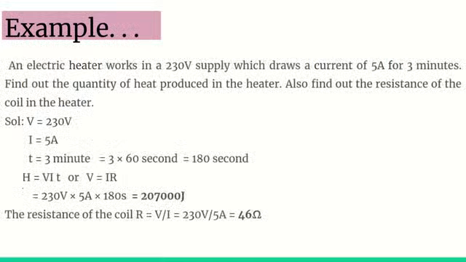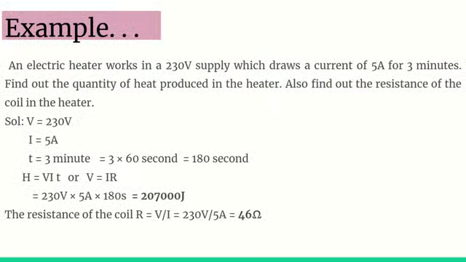Another example of the same kind, an electric heater works in a 230 volt supply which draws a current of 5 ampere for 3 minutes. Find out the quantity of heat produced in the heater. Also find out the resistance of the coil in the heater. Now with the given information, potential difference V is equal to 230 volt, current is 5 ampere, time again 3 minutes, which is calculated to be 3 into 60 seconds, that is 180 seconds.